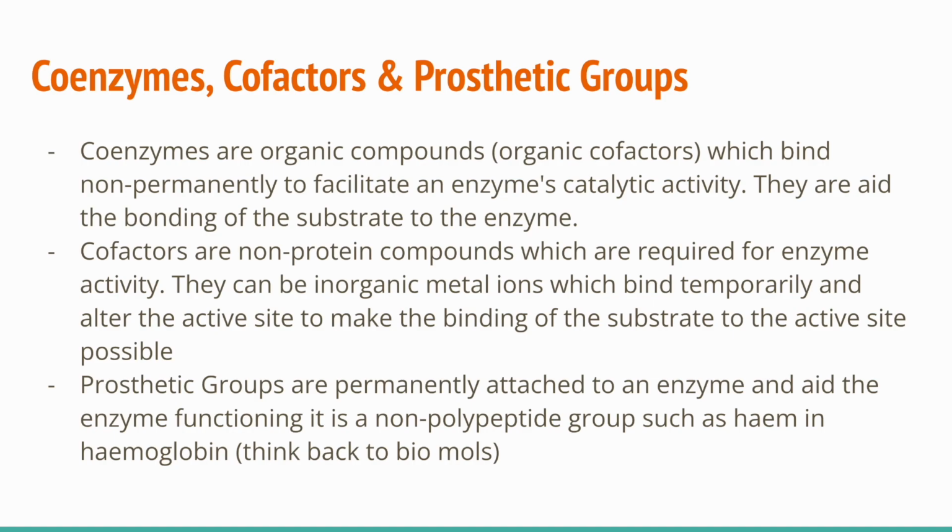Now, prosthetic groups are permanently attached to the enzyme and aid the enzyme in completing its function. So a prosthetic group would be a non-polypeptide group, and an example of this, which you'll almost definitely know, is heme in hemoglobin. All three of these should have come up in biological molecules, but if not, when I do the biological molecules episode, I will talk potentially a bit more about these. But for now, that's pretty much all you need to know.